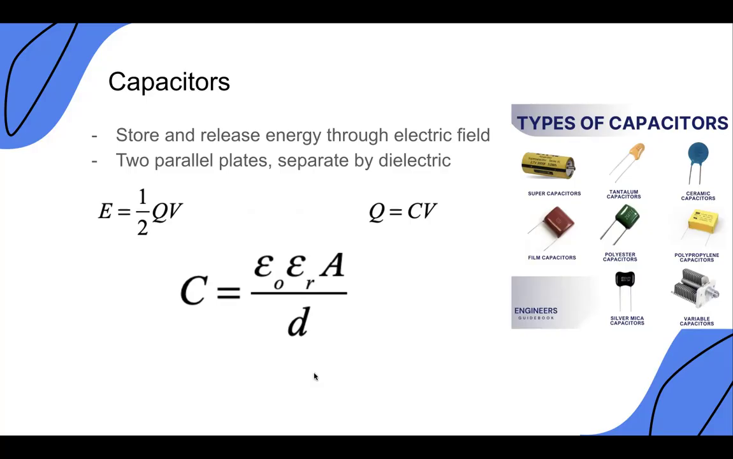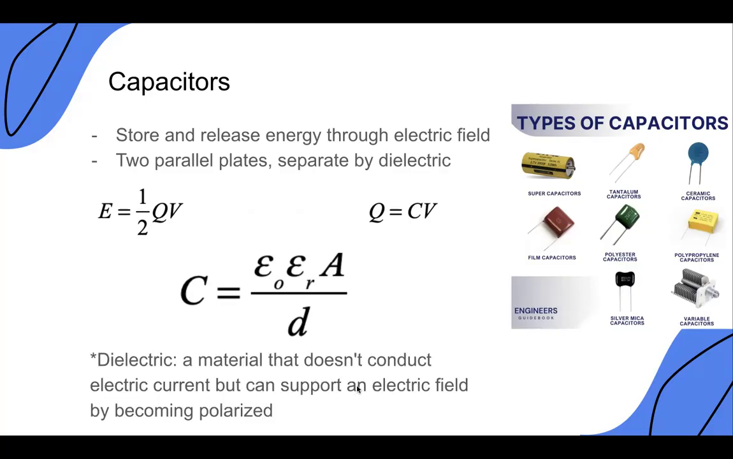Okay, and back to the definition of a dielectric. It's the opposite to a conductive material. It's a material that doesn't conduct electric current but can support an electric field by becoming polarized. So the charges in a dielectric do shift, but it doesn't allow a current to pass through. That's how a capacitor can become charged.